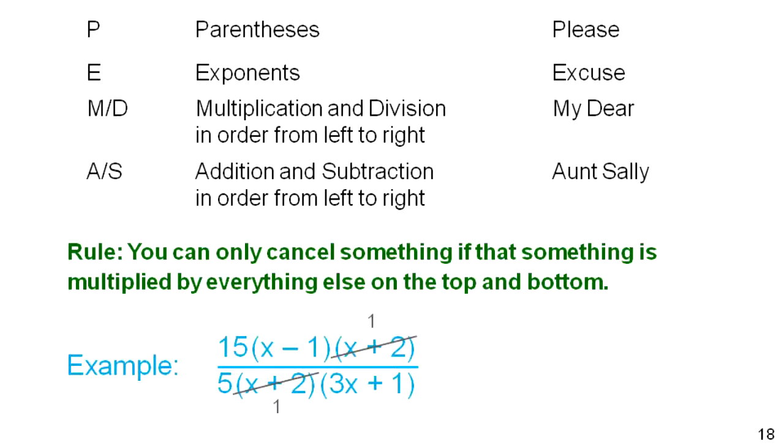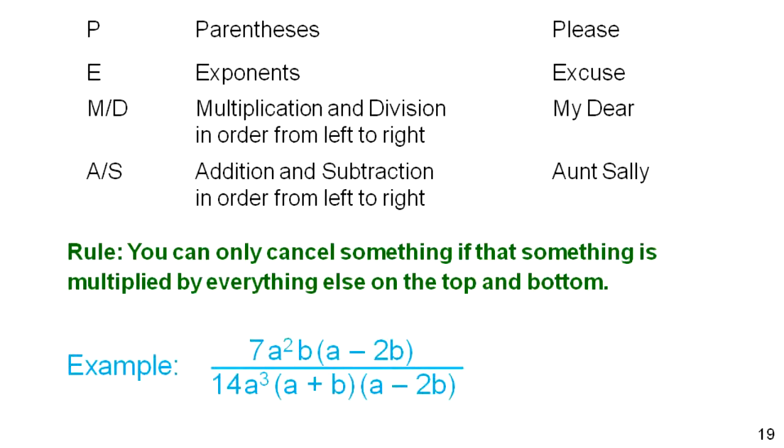You should also notice that there is a 15 multiplied by everything else on top and a 5 multiplied by everything else on bottom, and so we can divide both of them by 5. You could also note that 15 is equal to 5 times 3, and then say that you wanted to cancel the 5's. This tells us that this expression simplifies as shown here, but you cannot cancel anything else. Notice that there is a 3 multiplied by everything else on top, but there is not a 3 multiplied by everything else on bottom. You cannot cancel the x's or the 1's for a similar reason.